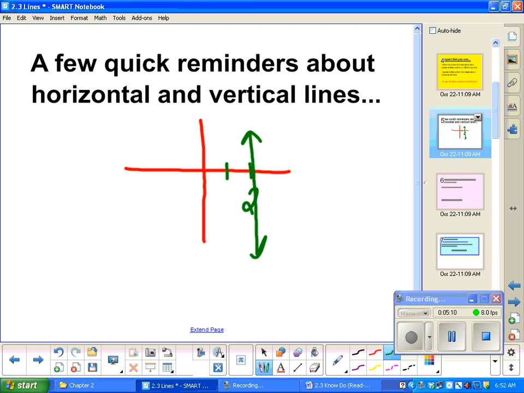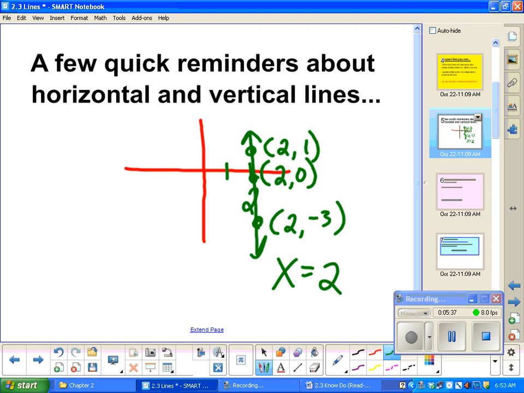What I know about the vertical line is that every point on that vertical line shares the same x-coordinate, and that is 2. This might be the point 2, negative 3, and right here at the x-axis, I'll have the point 2, 0, and maybe this is the point 2, 1. So I see that every point on that line has the same x-coordinate. So the equation of that line is simply x equals 2, because in all cases, at all times, the x-coordinate for every point on the line is 2. So it's pretty easy to remember in that particular manner.